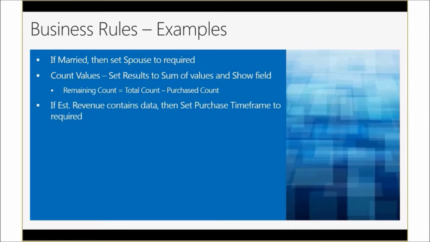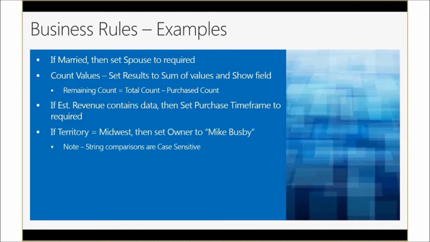So if estimated revenue contains data, then set purchase time frame to required. Again, I can check to see if something has a value or doesn't have a value, and set items required. You can start seeing how this can be pretty powerful. So let's take a look at another one. If the territory equals Midwest, set the owner to Mike Busby.